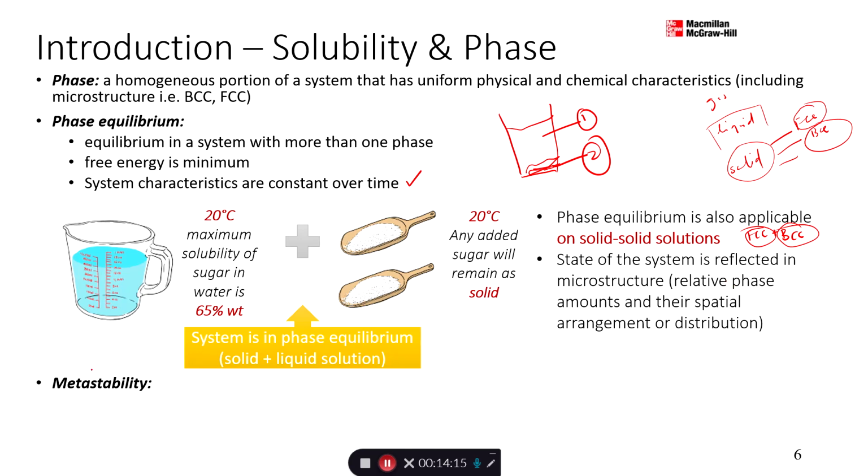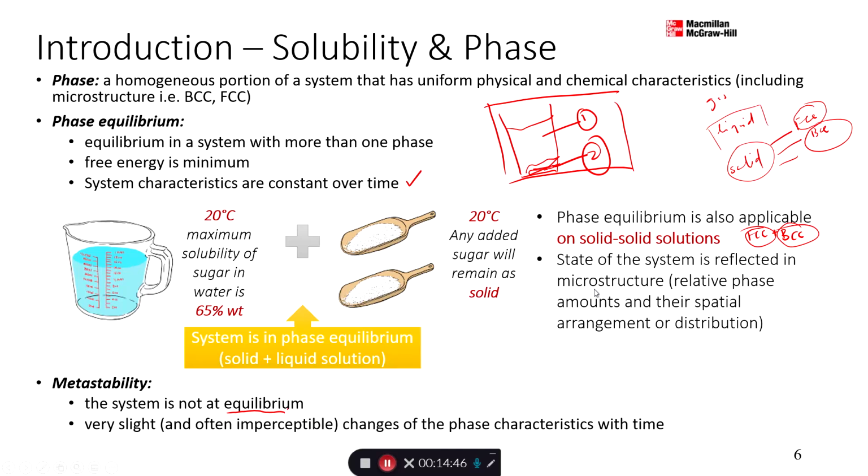And there's another term here, metastability. Metastability is actually when the system is not completely in equilibrium. I'm talking about this system. There's some micro changes, but we are treating it as equilibrium anyway. Okay, so metastability is a common term because equilibrium cannot actually be reached. So we are treating it as equilibrium, ignoring the micro changes. So here is written very slight and often imperceptible. We cannot perceive the changes in the characteristics.